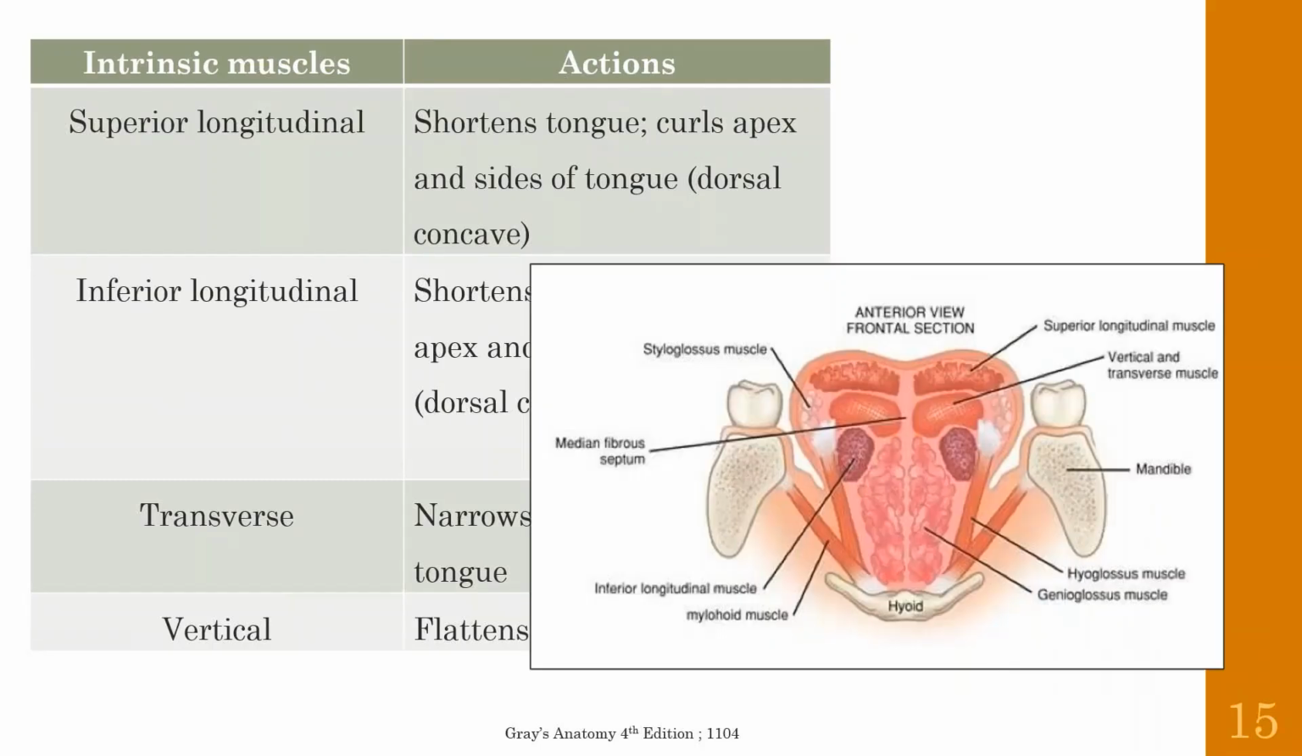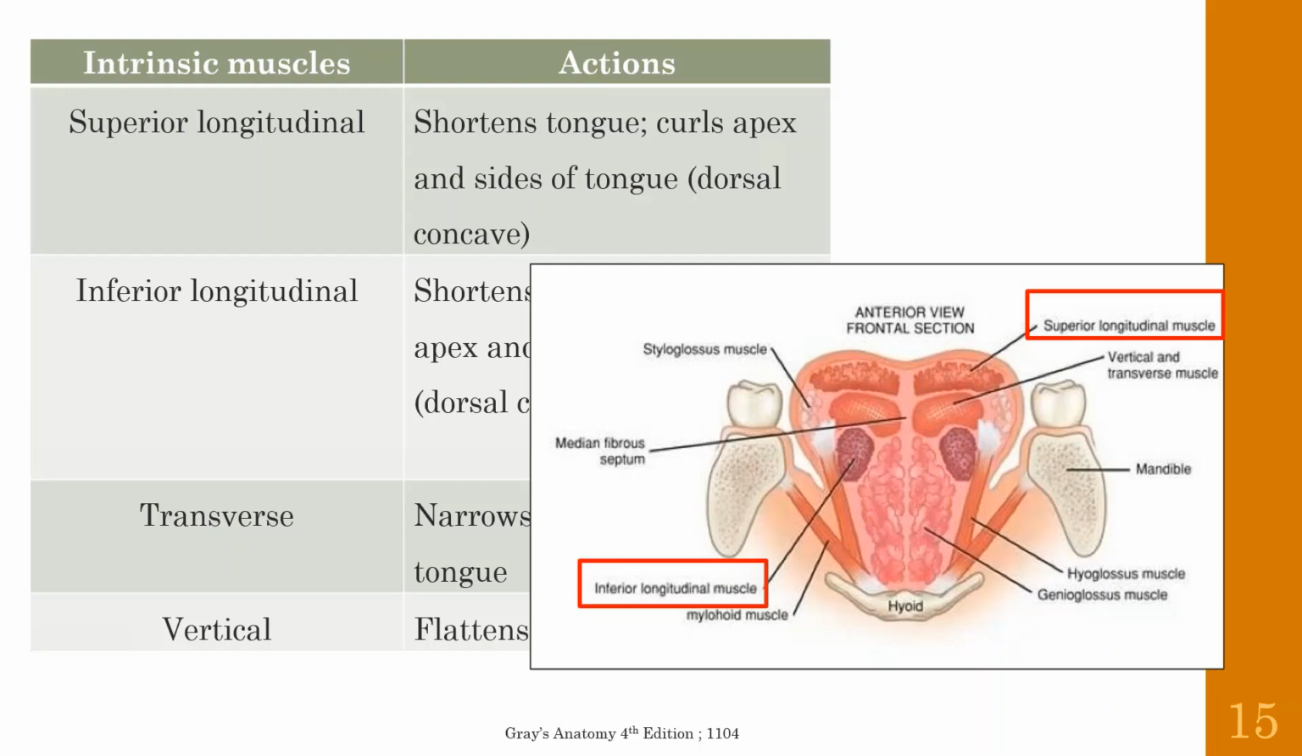Intrinsic muscles. The superior longitudinal muscles are present just deep to the surface of the tongue. Its origin is at the submucosal connective tissue at the back of the tongue and the median septum of the tongue. The insertion is at the submucosal connective tissue and mucosa on the margin of the tongue. It shortens the tongue and curls the apex and sides of the tongue.